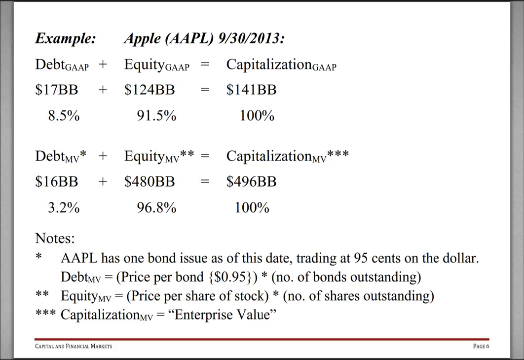So total capitalization, market value, 496 billion. Almost all of that was comprised of equity capital, 97% equity capital, and 3% debt capital.